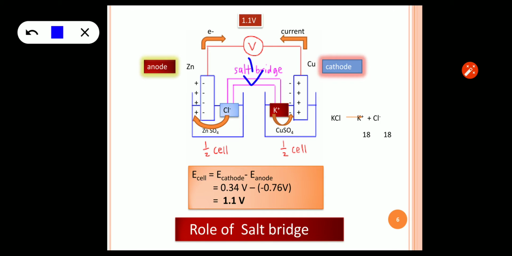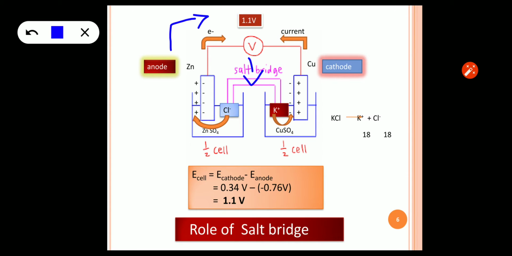When the anode and cathode are not connected externally through the salt bridge, remember, electrons will not flow from anode to cathode and the potential is not developed.